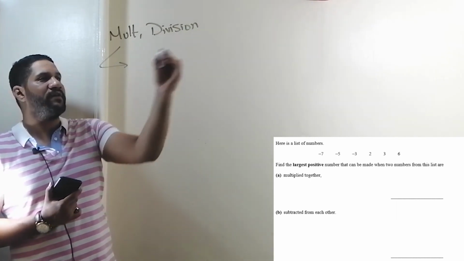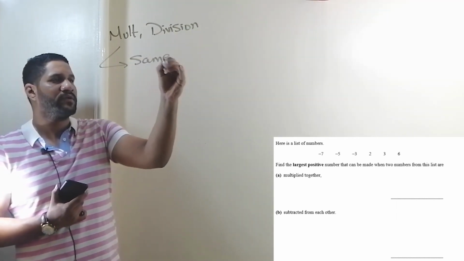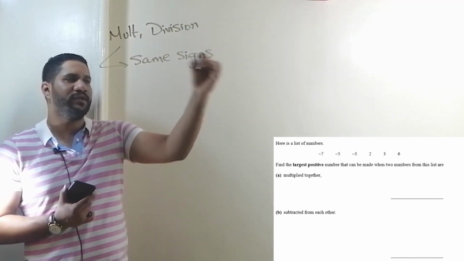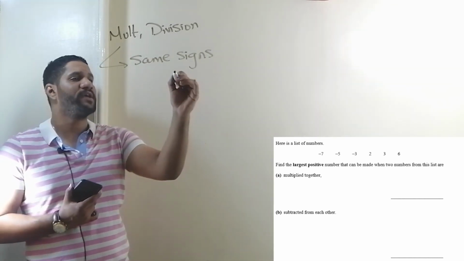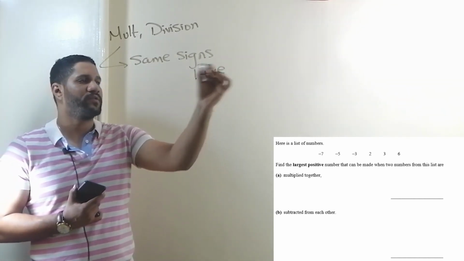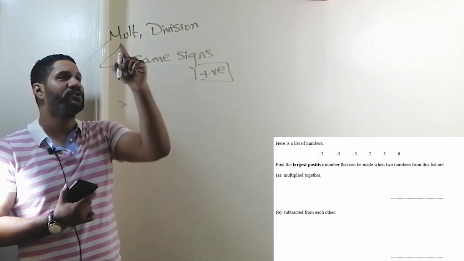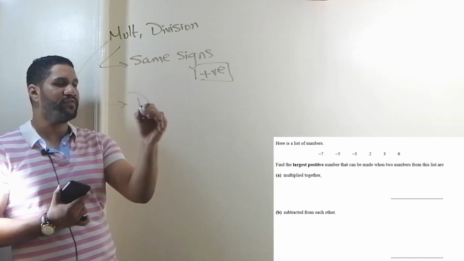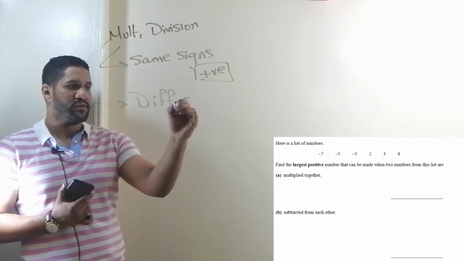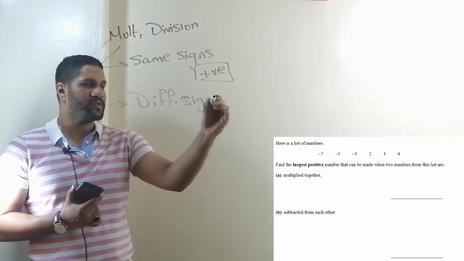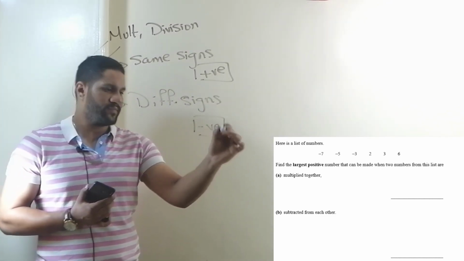when two numbers, or three numbers, or any numbers, have the same signs, the answer is always positive. While during multiplication or division, when they have different signs, the answer is always negative.